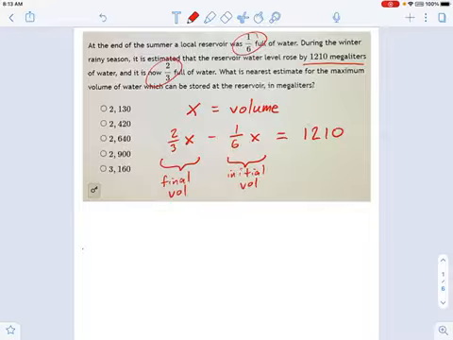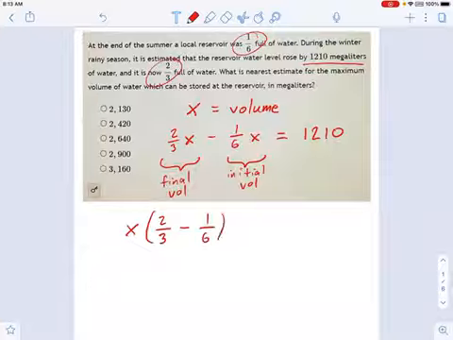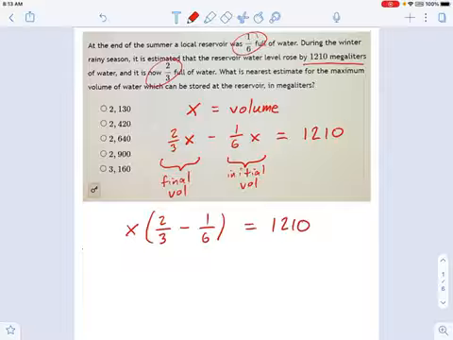Now let's go ahead and solve that, okay? I can do a little factoring on the left-hand side. I can factor out X as my GCF, right? So I get this: X times (2/3 minus 1/6) equals 1,210. And now if I want X by itself, that's the total volume of the reservoir. That's what I'm looking for. I just need to divide by this thing.